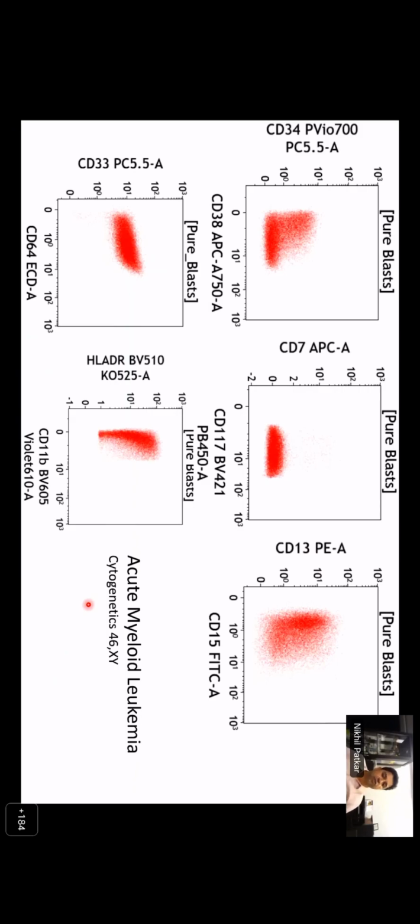Can you talk about the flow for these patients? Yes, sir. CD38 and CD34 positivity is there, though only a subset of them are CD34 positive. CD117 positivity is there. CD7 negative. Then CD15 positive and CD13 also positive. CD64 and CD33 both are positive. HLA-DR positive is there. Then CD11b negative.